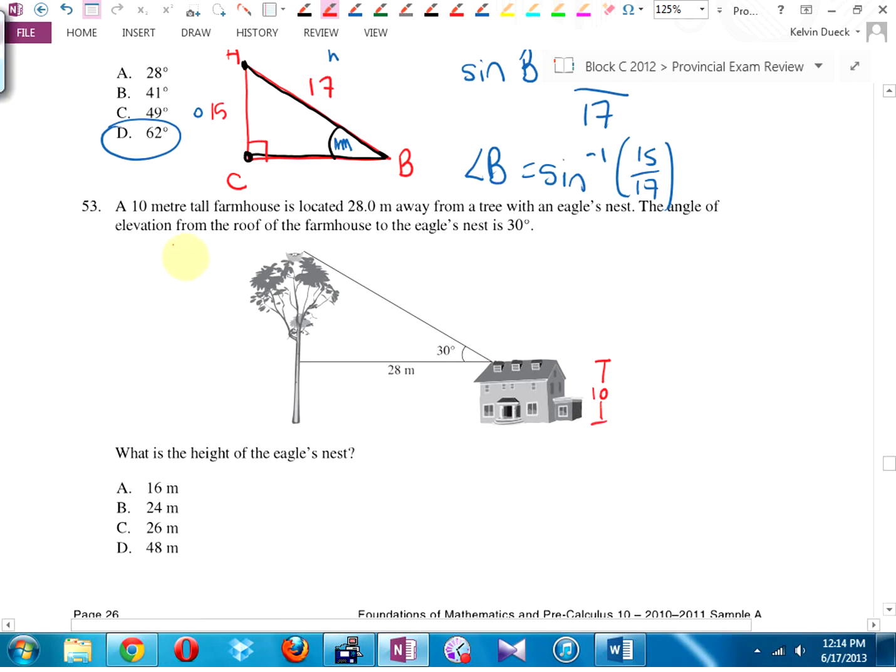Okay, they want me to find that distance there. I was going to put an h for height, but because h stands for hypotenuse, you know what? I'm going to call that x. How am I going to find x? Can anybody see it? Make a second triangle. Make a second triangle? You mean this one here? Is that what you're saying?